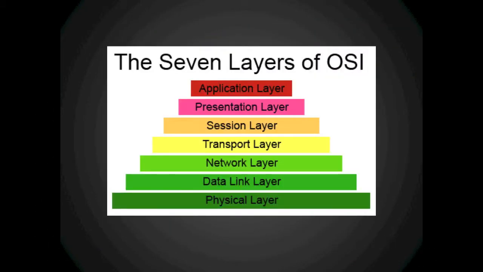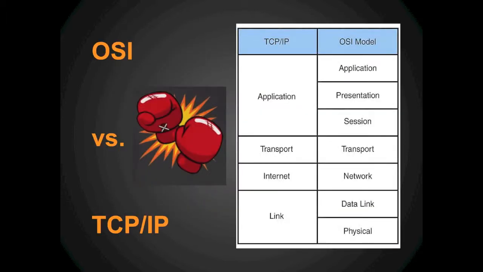OSI explains how network communication works through a 7-layer model. Here we see how those 7 layers compare with the TCP/IP model.